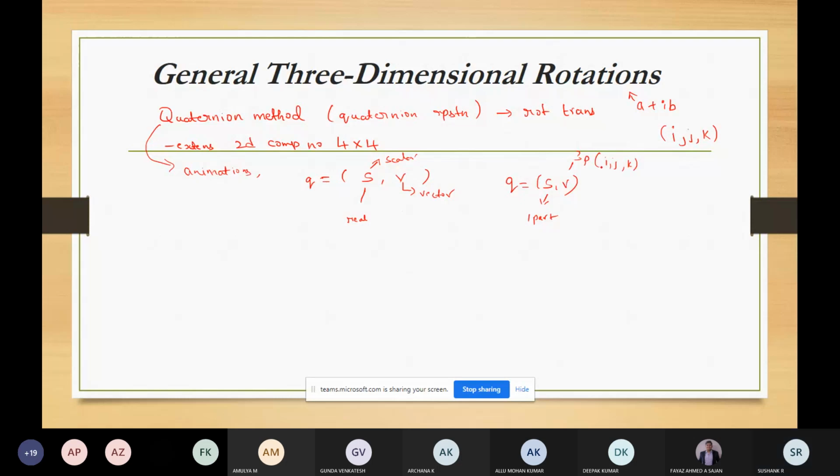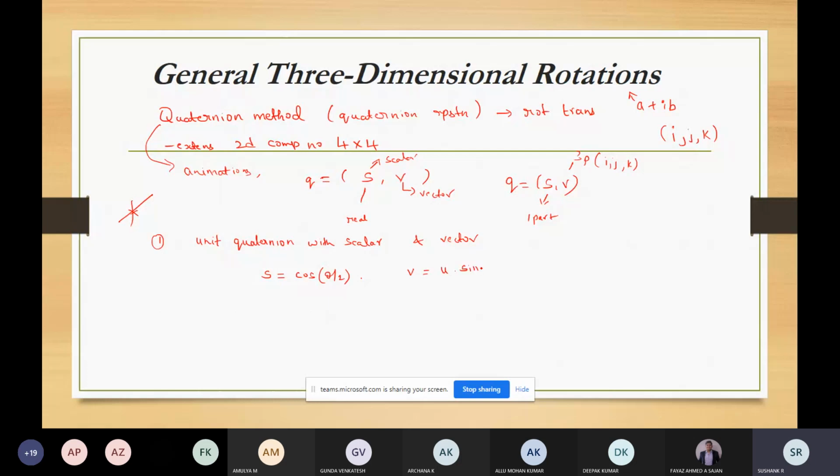Now, a rotation about any axis passing through the coordinate origin can be accomplished by first setting up the unit quaternion with scalar and vector parts by using this formula: S is equal to cos theta by 2, and V is equal to U into sin theta by 2.